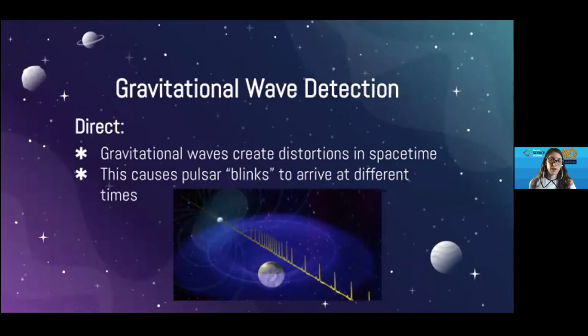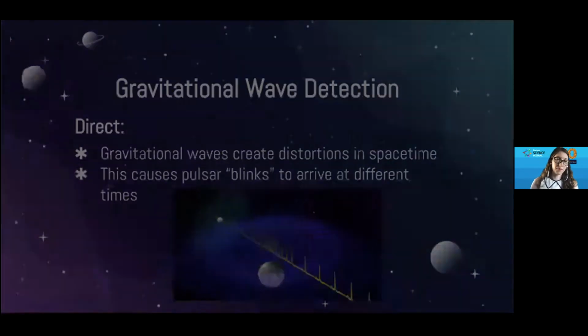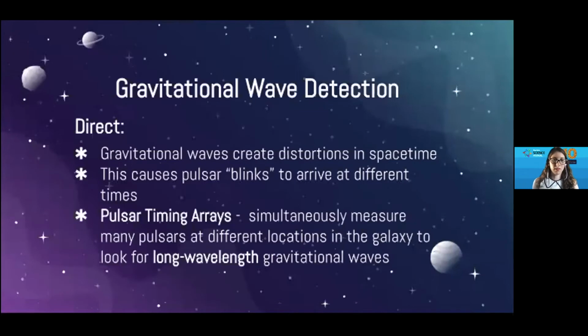So when a gravitational wave goes through a pulsar, it kind of jiggles it a little bit closer to us or a little bit farther away, like when you're swimming in the ocean and a wave goes past. So that causes the blinks from the pulsar to be just a little bit closer together or just a little bit farther apart than they would be normally. And this leads us to pulsar timing arrays. So that's where we measure many different pulsars from all around the galaxy to try and give us a map of where the gravitational waves are.